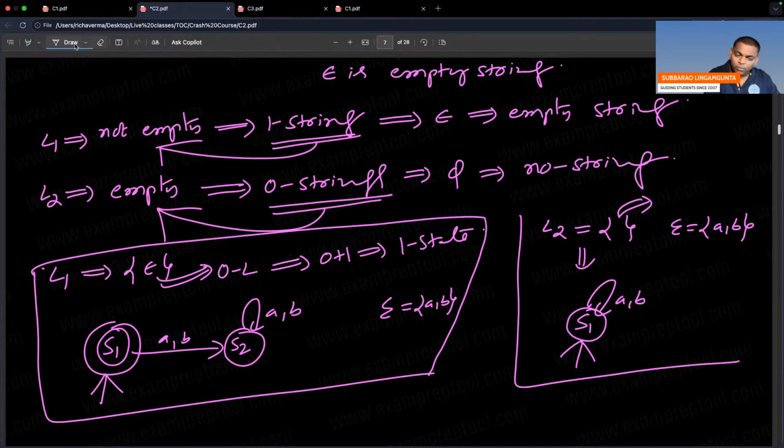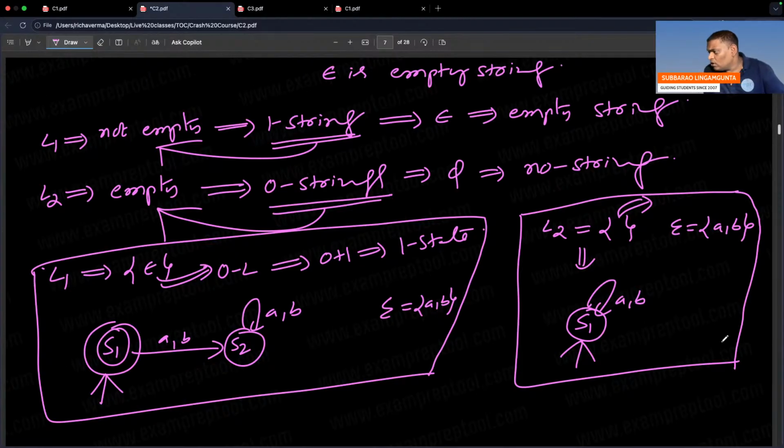Sir, is there any requirement of a dead state? Of course, no requirement. Why? Whatever state is there, that itself is a dead state. Sir, I will take S2. I will go from S1 to S2 by giving A comma B. Then what is the answer? Then S2 is also a dead state. Whenever there is no final state, everything is a dead state, because wherever you go, the string is rejected.